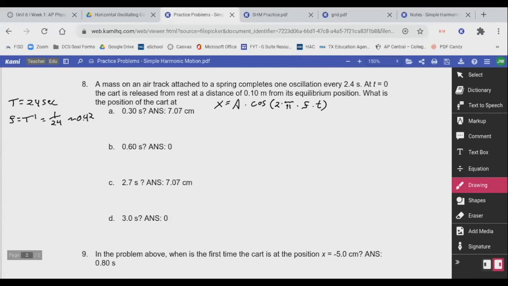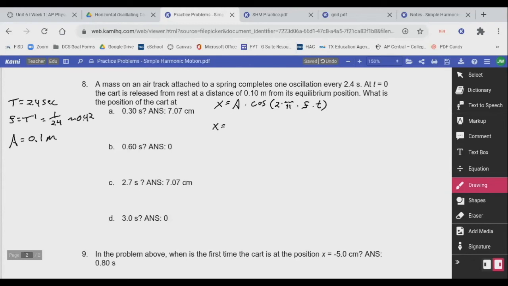Oh, it says that it was released from rest a distance of 0.1 meters from equilibrium. What kind of variable is that? What are they telling you there? Amplitude. Amplitude, yeah. All right, so we have amplitude equal to 0.1 meters. Awesome, let's plug in the things we know for A in that equation. We don't have to rearrange the equation, it's already solved for X. Perfect, that's what we need it solved for.